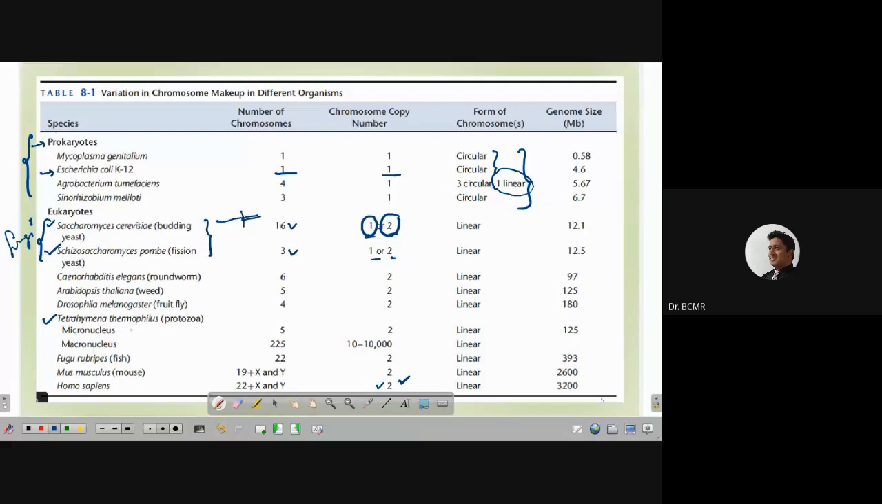So there are some more things I would want you to understand. Tetrahymena thermophila is a protozoan. It has a micronucleus with 5 chromosomes, but in the macronucleus you have 225 chromosomes. They have two different nuclei, one micro and one macronucleus. You should see the copy numbers, that there are very large numbers of copies. And here is the genome size. So I hope you understood that from the table. You can see the diversity of genomes, and they can have a wide variety in the copy numbers and also in the genome size.